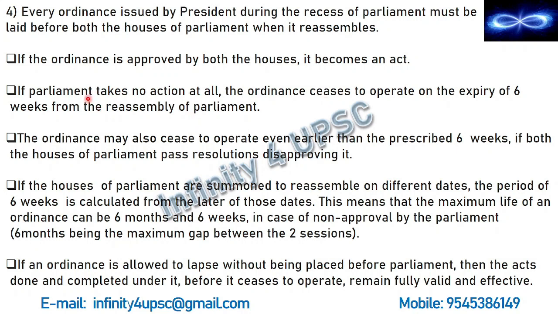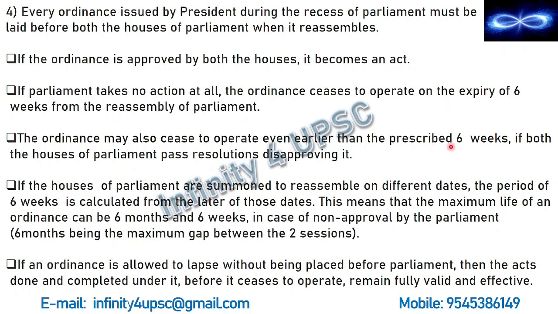So what is this saying? If Parliament doesn't take any action for a period of 6 weeks. Now Parliament in the sense again both the houses. So if both the houses do not take any action for a period of 6 weeks, it will automatically expire, that is, it will cease to operate. The ordinance does not exist anymore. Third possibility: the ordinance may also cease to operate even earlier than the prescribed 6 weeks. Here we have seen that if the Parliament doesn't take any action, we will have to wait for 6 weeks, and only after a period of 6 weeks can we say that the ordinance has expired. But if the Parliament takes an action and decides to disapprove it, then it will cease to operate, that is, the ordinance will become invalid even before the period of 6 weeks.